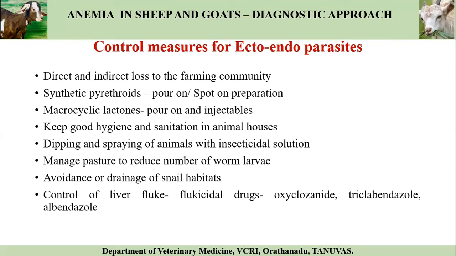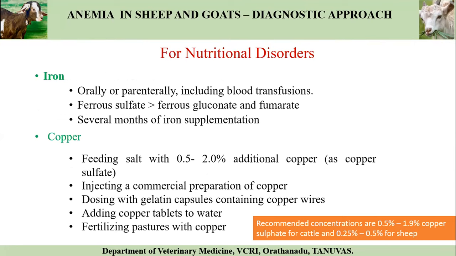Then control of liver flukes. You have to use the flukicidal drugs: oxyclozanide, triclabendazole, or albendazole. So what will you do for the nutritional disorders? For iron, I already discussed whether the patient is stable or non-stable. Iron can be given orally or parenterally, and blood transfusion is also included.